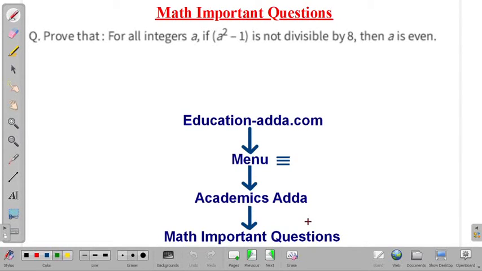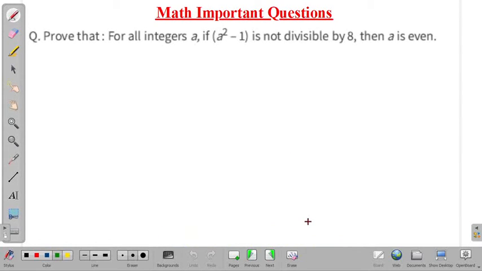Okay friends, coming back to the given problem, see what is given here. We need to prove that for all integers a, if a square minus 1 is not divisible by 8, then a is even. So we need to prove that if a square minus 1 is not divisible by 8, then a will be an even number.